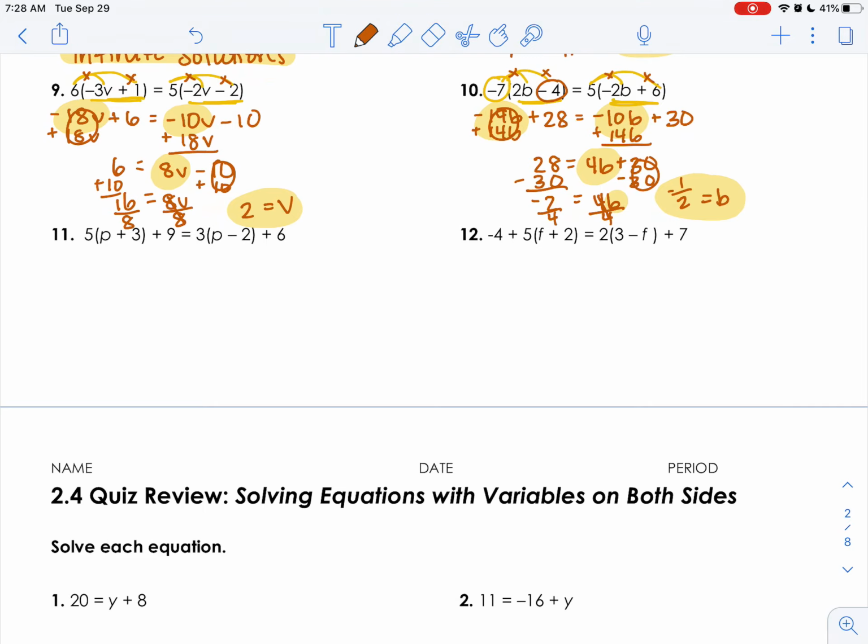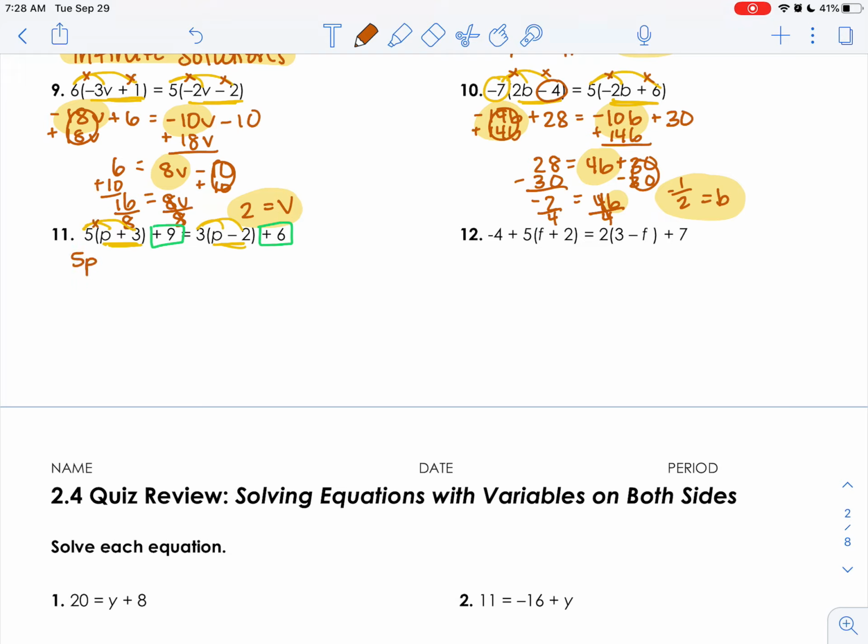Number 11, I have 5 times the quantity p plus 3 and then plus 9 by itself equals 3 times the quantity p minus 2 plus 6 by itself. So I am going to distribute here. I have 5 of these, so I'm going to pass out the 5, plus 9. This 9 is all by itself, so it's not going to be distributed. Remember, if I'm ordering 3 hamburger meals plus an ice cream, the ice cream is all by itself, so that's the idea here. On the right, I have 3 of these, so I'm going to pass out the 3, but then I also have a plus 6 by itself.